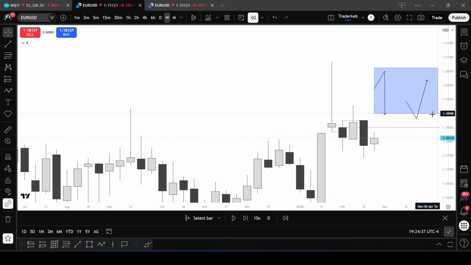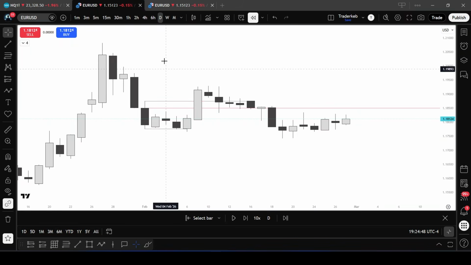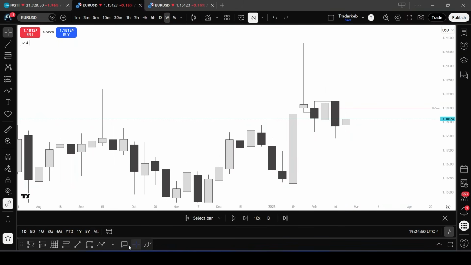So dropping down to the daily time frame, because that is where we profile the weekly time frame, right? I just want to show you something here before we get back to the monthly time frame. So you could drop here. Let me mark that out.